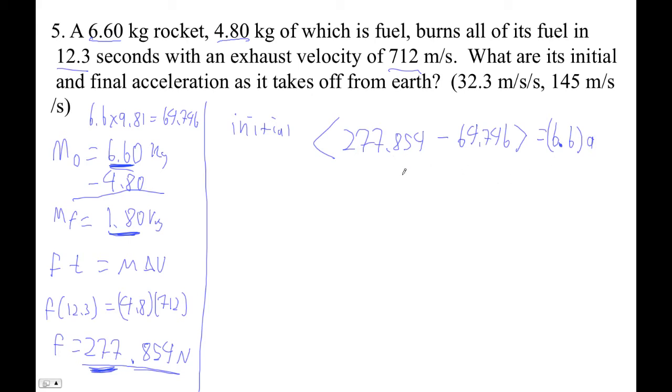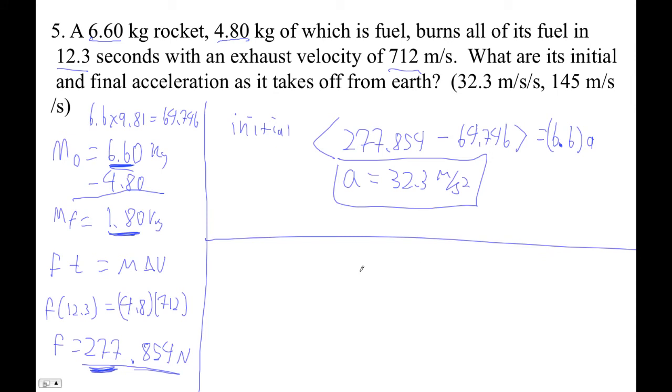Okay, so now I'm ready to go. I'm going to go alpha A, whoops, alpha A minus the answer I just got. Is that 213 divided by 6.6? It's 32.3 meters per second. Meters per second squared, sorry. There we go.